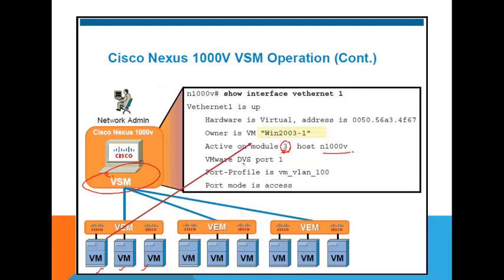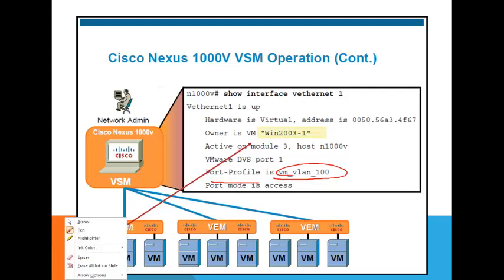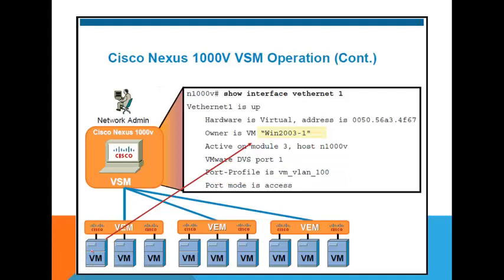And it is running on Nexus 1000V, distributed virtual port number 1. As I already told, Nexus 1000V depends on DVS, distributed virtual switch. The port profile that is bound, this is the name, a user-defined name created by us in the Nexus 1000V environment. And this is what is bound to this VM. Because of this, if I move this VM to some other hardware, I still don't lose any policy. Why? This port profile is bound to this VM. And the mode on this interface is access. So wherever this PC connects, it's an access mode. So all of this, the access mode, trunk mode, VLAN, we put inside the port profile.